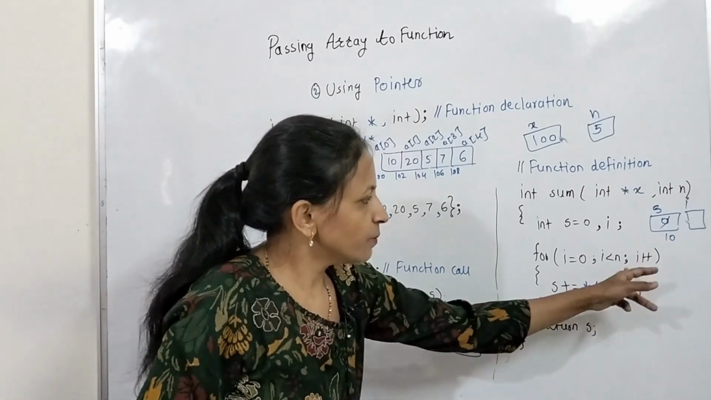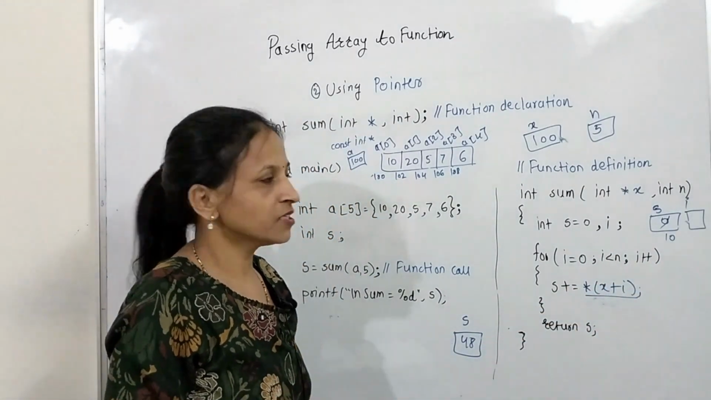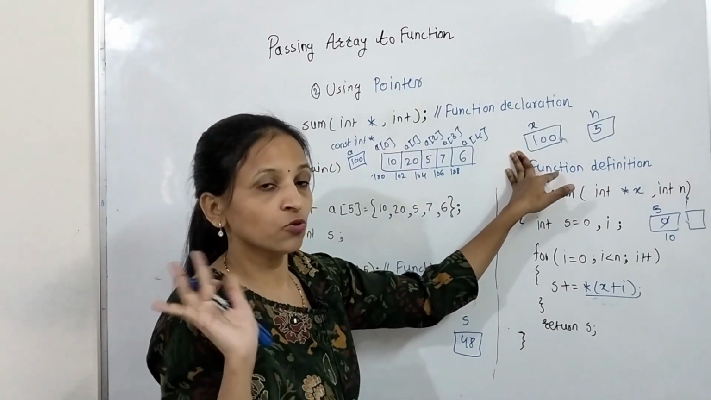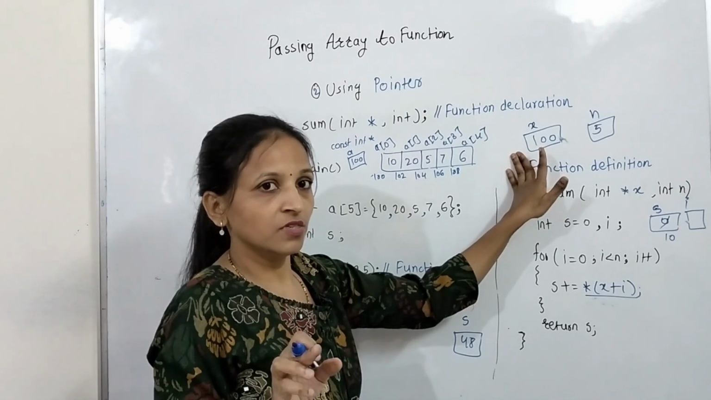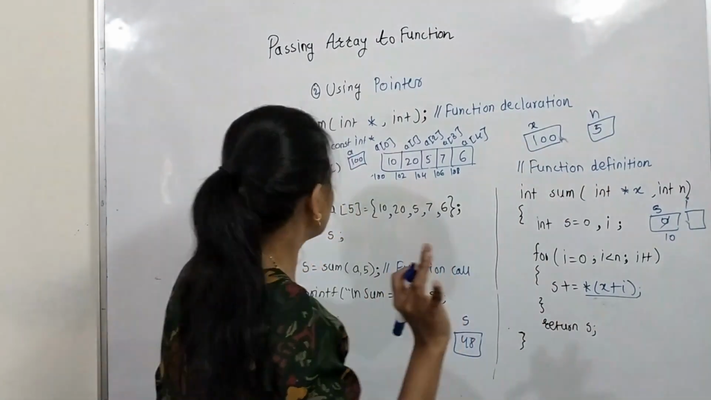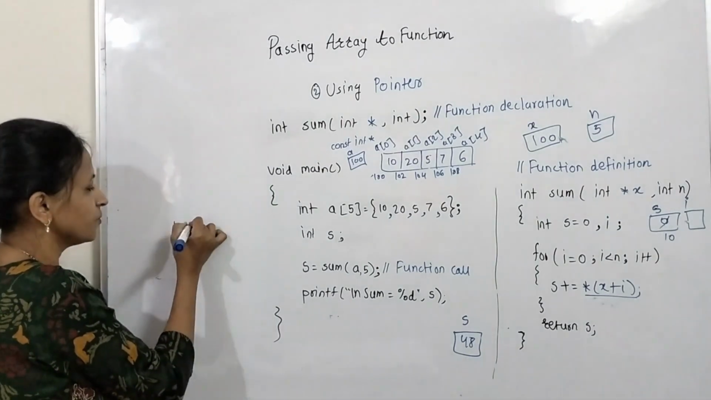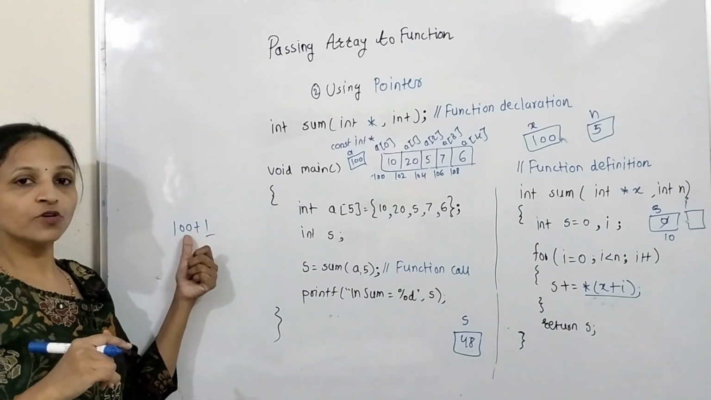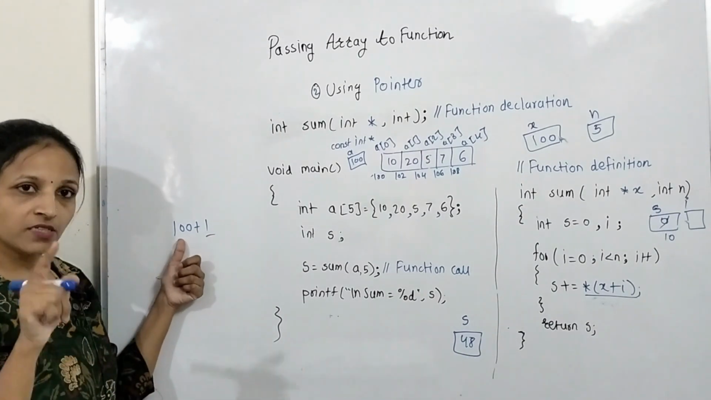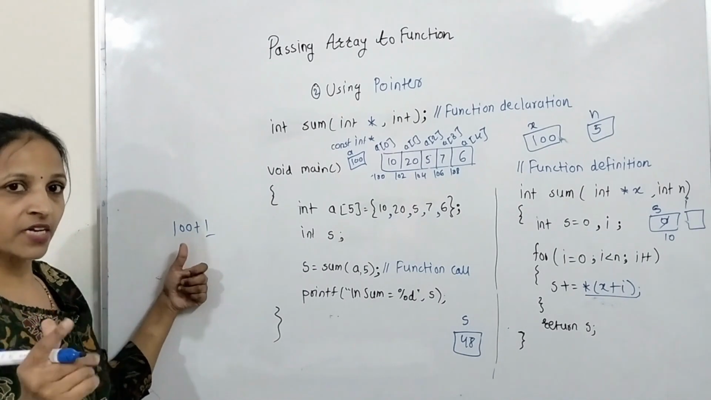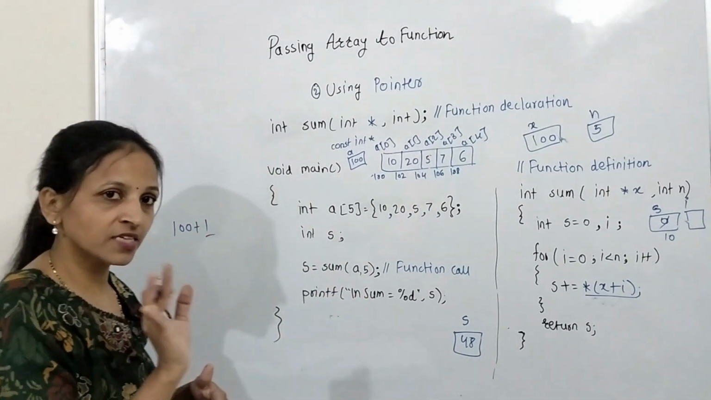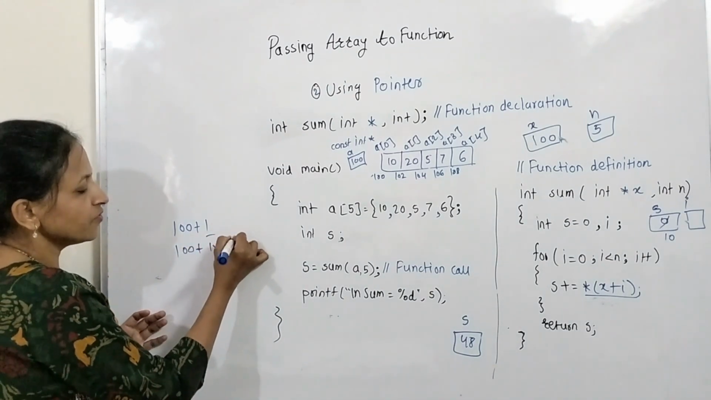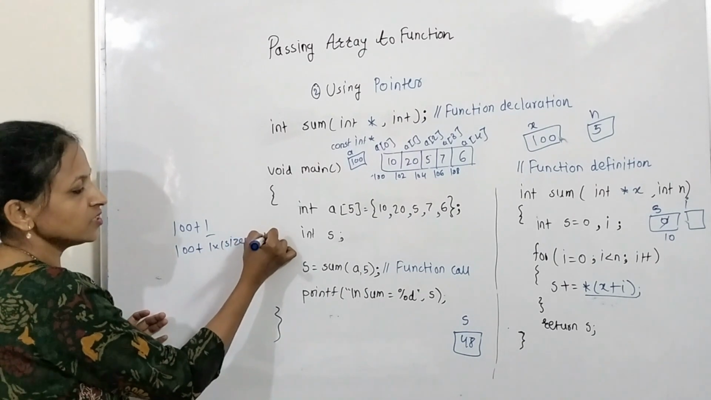Now next time i will become 1. Now x plus 1. x plus 1 means what? See, x is 100. 100 plus 1 is not 101. No. See how it works. This 100 is an address actually. Whenever we are adding any integer value to an address, how will it work? See, 100 plus 1 into size of int. In this way it will work.